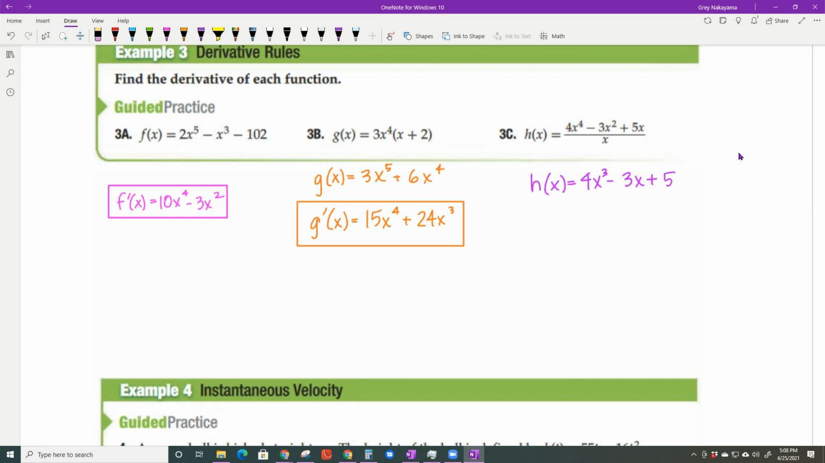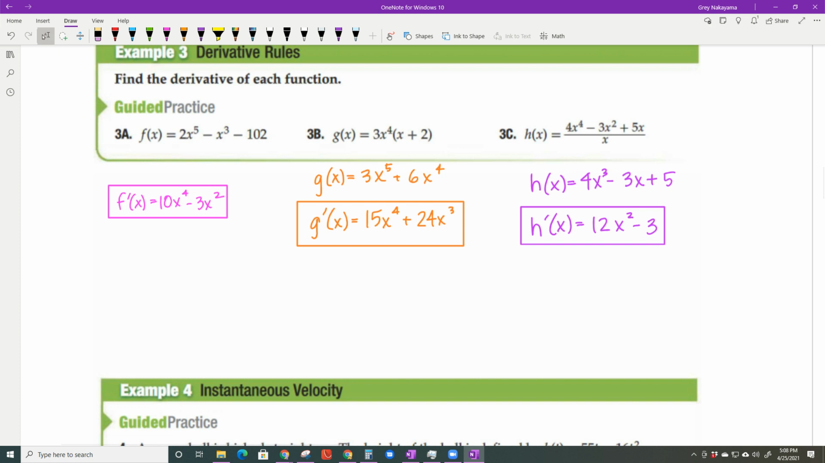And now to find the derivative of that, 3 times 4 is 12. Reduce my x to the 3rd by 1 is x squared. And then 3x, that's to the first power. And when you subtract 1 from that, 1 minus 1 is 0, and x to the 0 is equal to 1, so we don't write it. So it's just going to be minus 3. Okay?